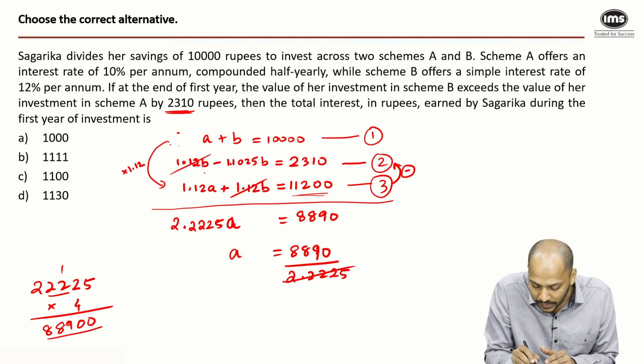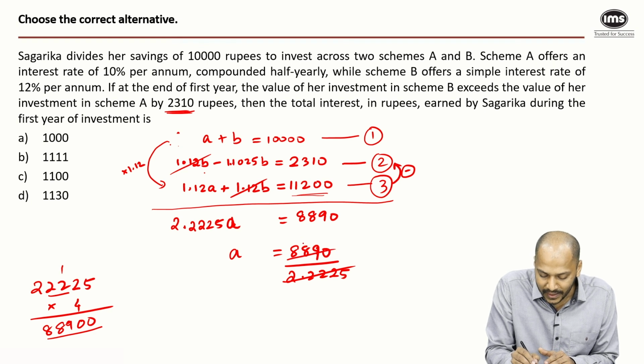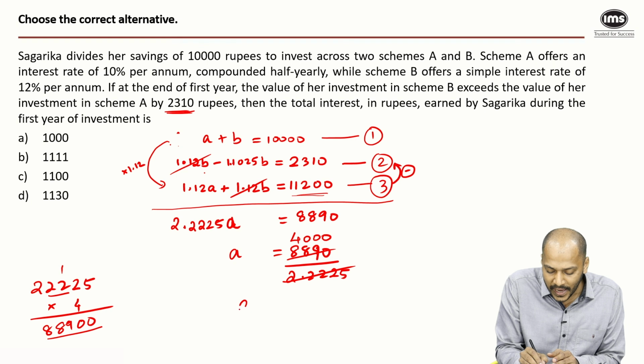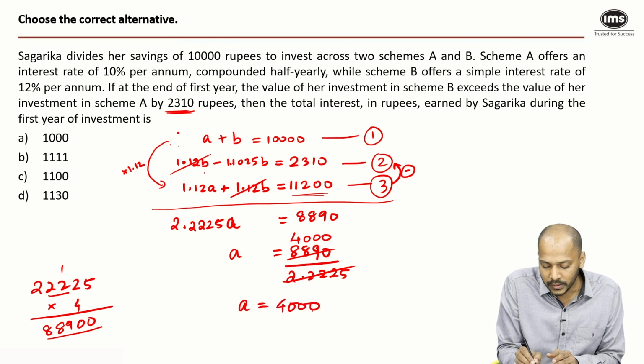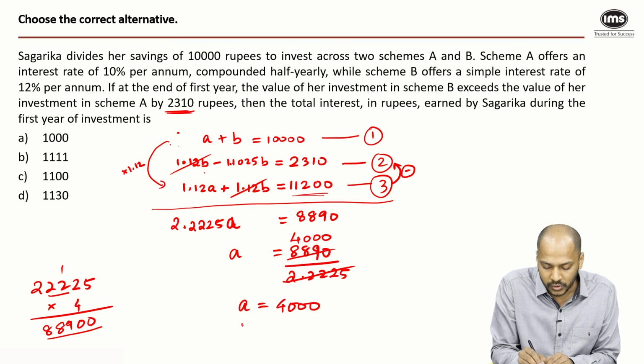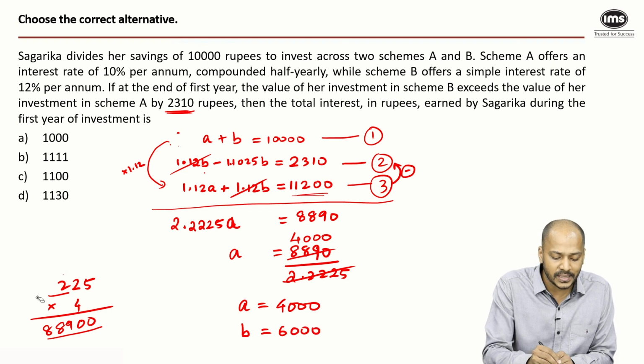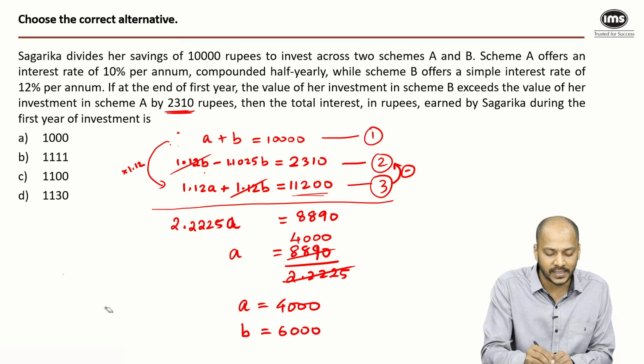This goes 4 times, okay, and 8,000 divided by 2 point something, this is going to be 4,000. So A comes out to be 4,000, and therefore A plus B was 10,000, so B comes out to be 6,000, right? And on this I had to quickly calculate the interest that I'll earn.